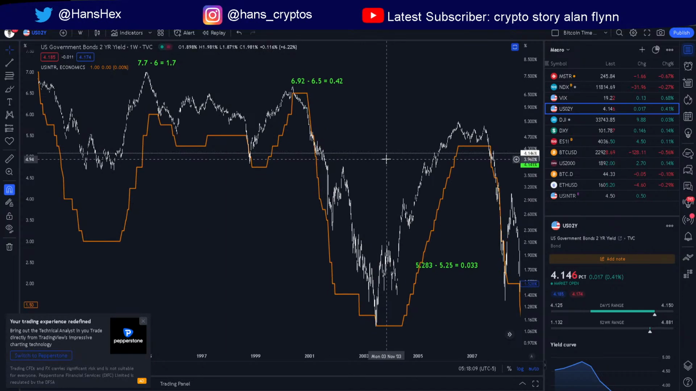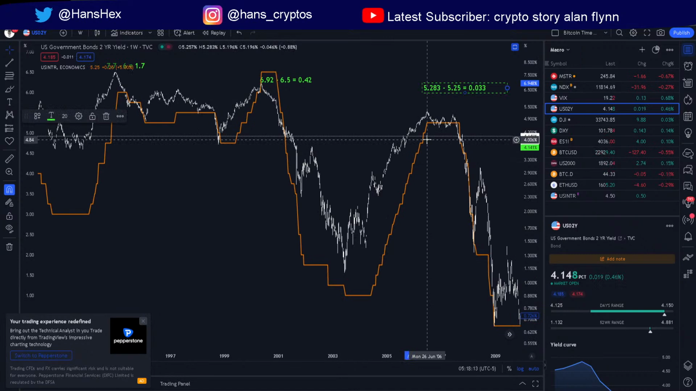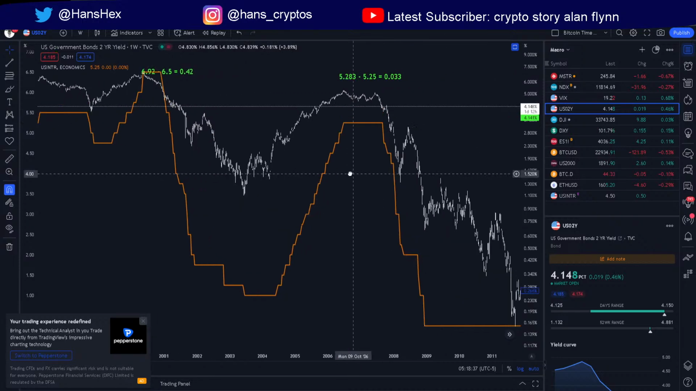So now we get into the 2000s, and the peak here was at 5.283%. That's how much yield you would have gotten on the 2-year yield. But the interest rates only got to 5.25. So that difference is very close at 0.033, but we can see that it never got to negative, right? The 2-year yield was always higher. So the government would always pay you more than what the interest rates were.